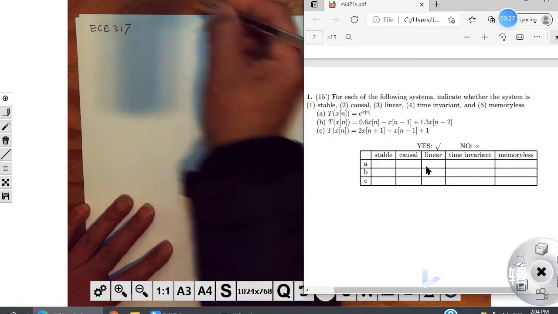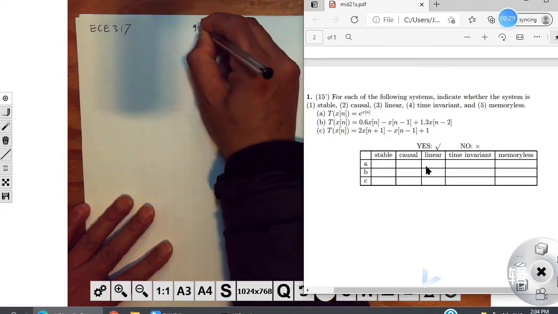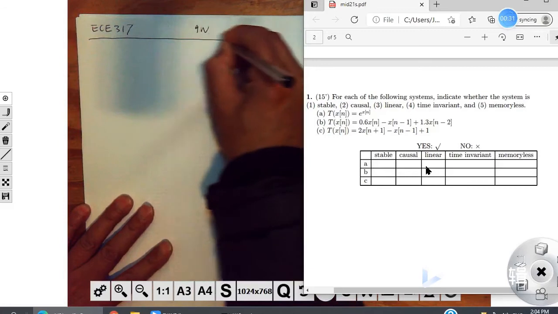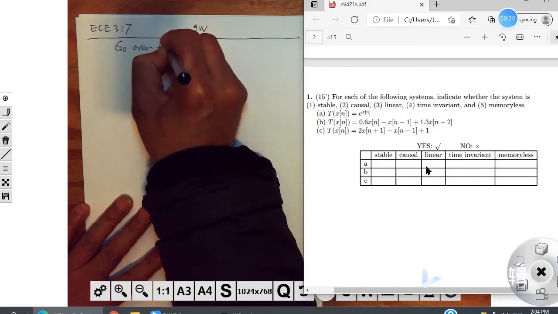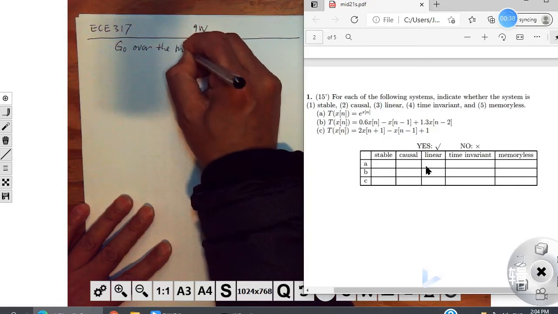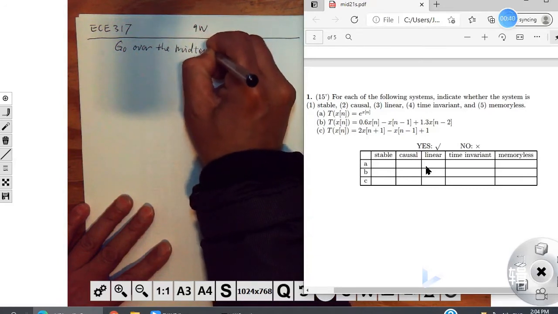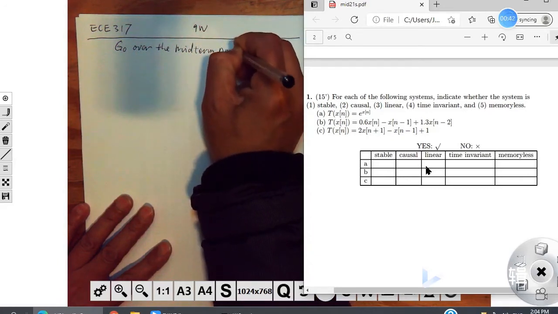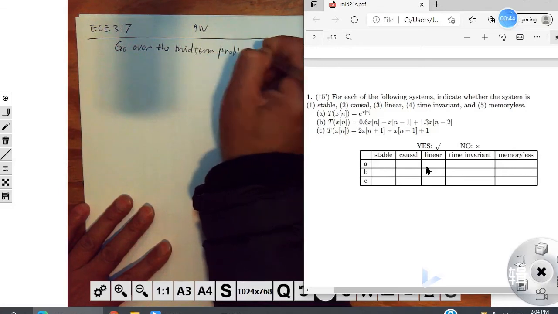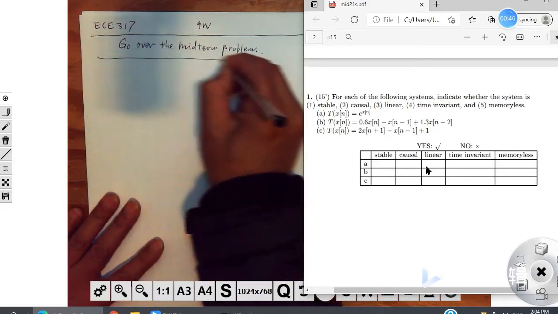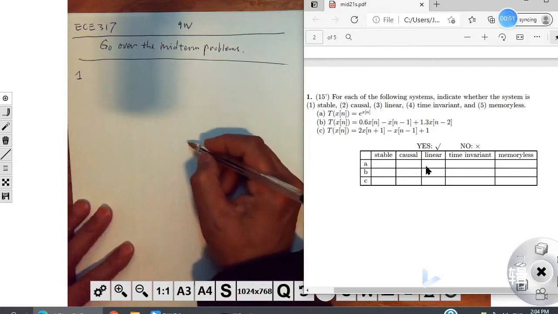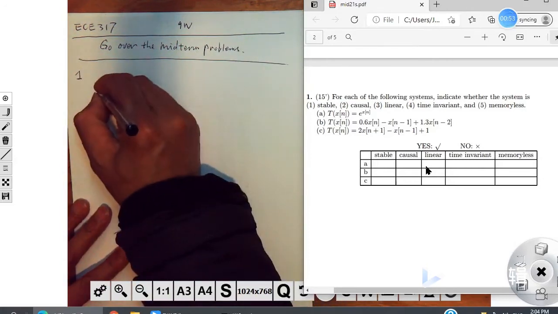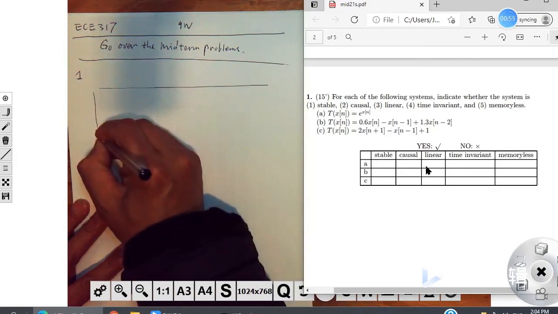This is the 9th week, Wednesday's class. We will go over the midterm problems. The first one, we have three systems. We have a table.